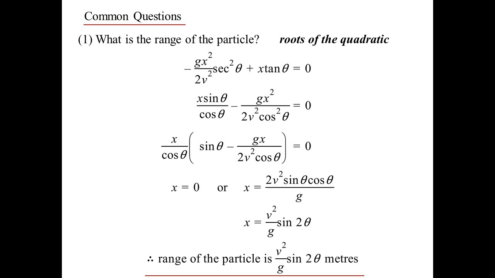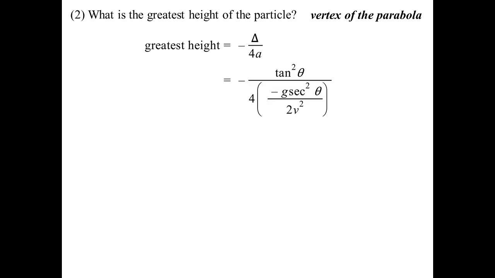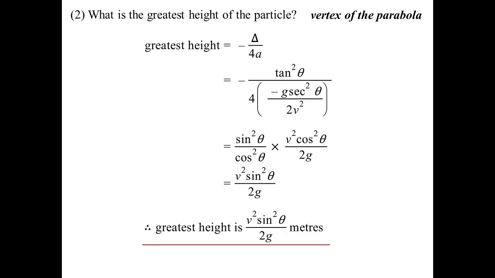Interestingly, that now proves that the maximum range happens when theta is 45 degrees, because when theta is 45 degrees, that sine function will become the sine of 90, and of course that is the maximum of a sine function. Okay, greatest height of the particle. Well, that's the vertex of our parabola. So all I'm interested in is the y value, which remember we can find with minus the discriminant over 4a. So substituting that in, we get tan squared over 4 times minus g sec squared over 2v squared. Let's play around with that. And we have the greatest height is v squared sine squared theta on 2g.